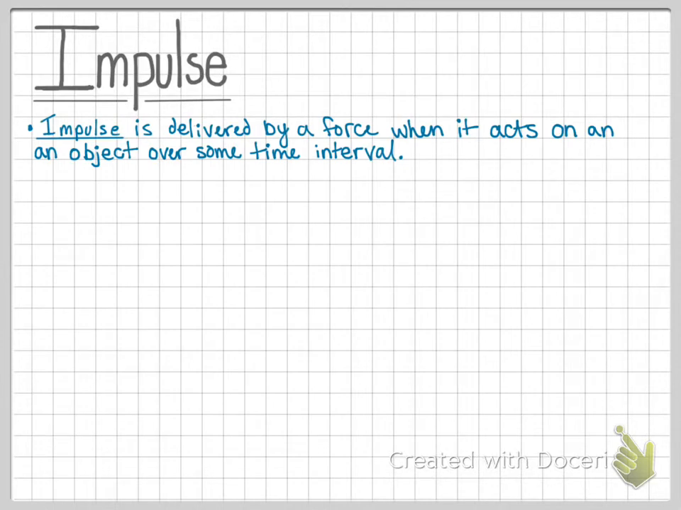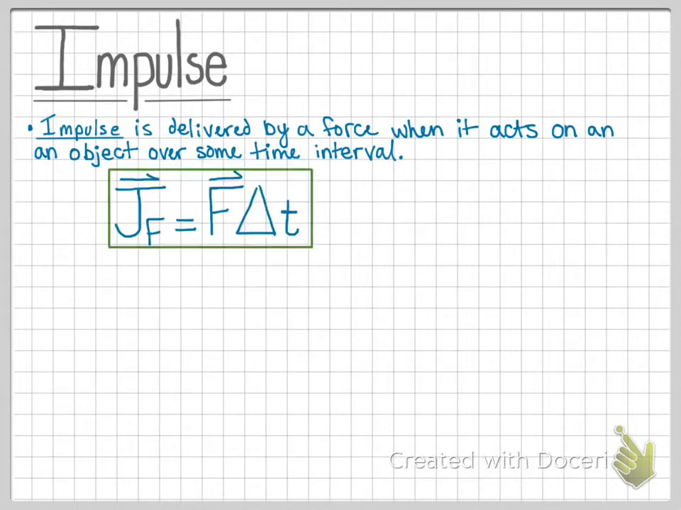This video covers the concept of impulse. Impulse is delivered by a force when it acts on an object over some time interval. The equation for impulse is simply the product of the force and the change in time. And take note here that the variable for impulse is a capital J.